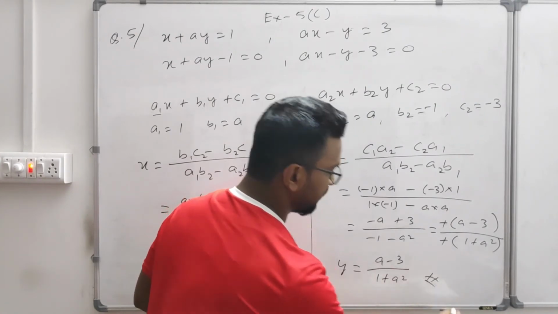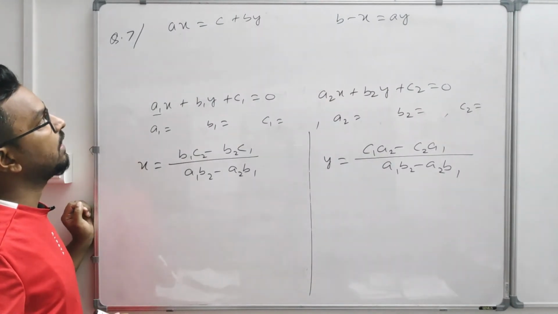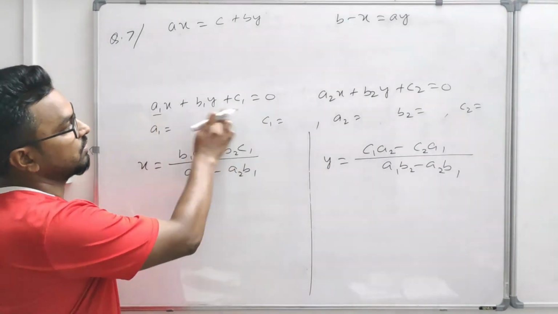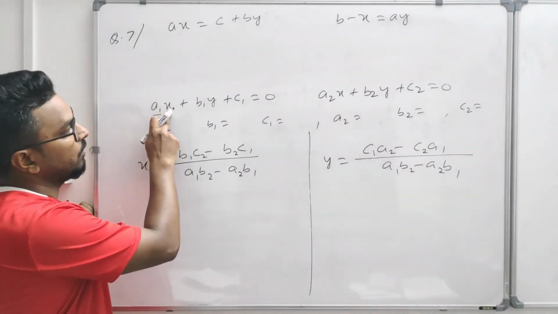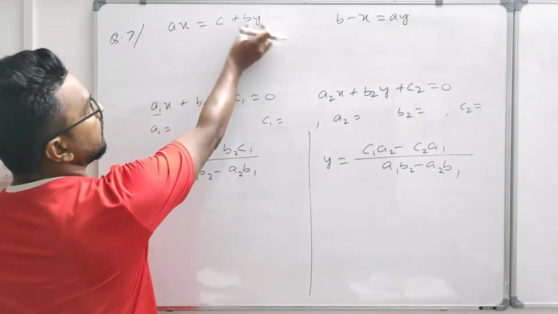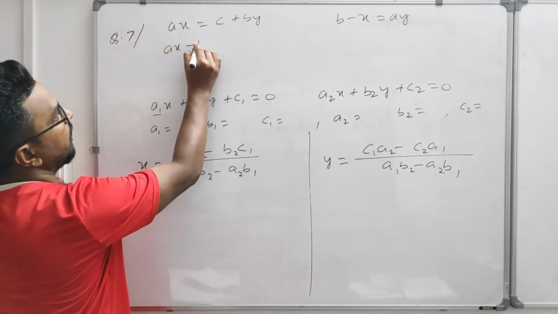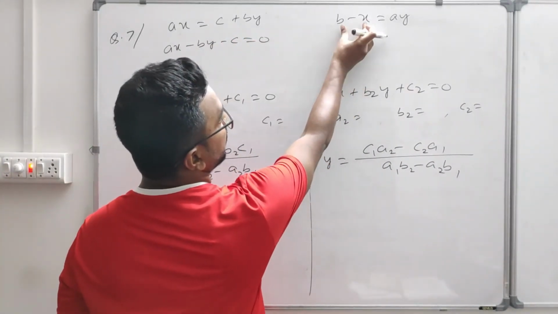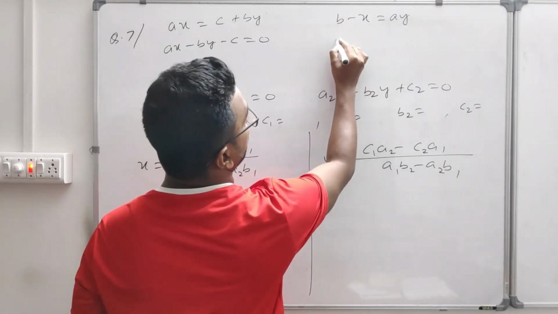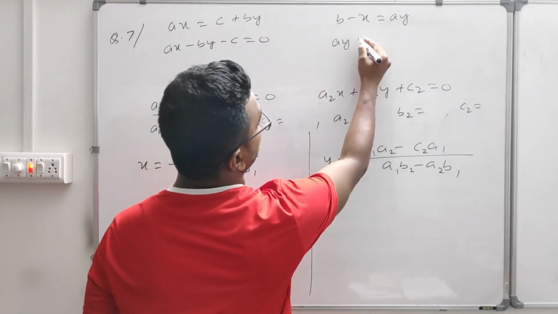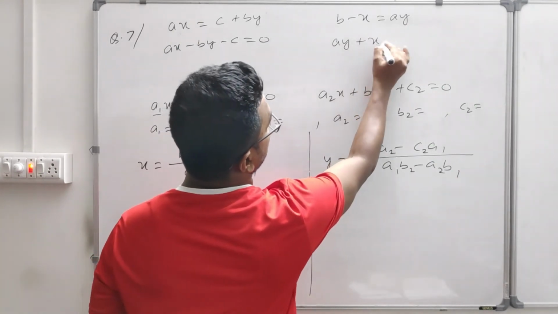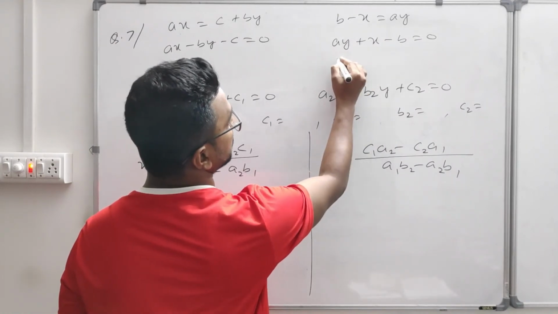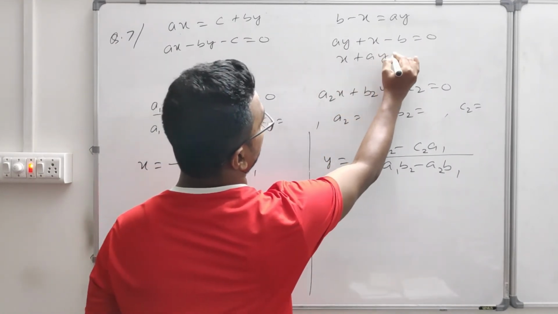Okay, so our next question is given, question number 7, ax equals c plus by. So we have to bring it in a systematic order. Okay, we have to follow this format. So first the variable x, then y, then c. So you just bring it to the other side, you will get ax minus by minus c equals 0. And in this case you see minus x is there, so better you take all these terms to the right hand side. So you can write ay plus x minus b equals 0. Okay, now bring in a systematic order, bring x in the first place, x plus ay minus b equals 0.